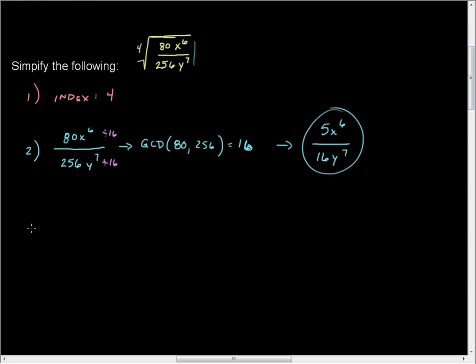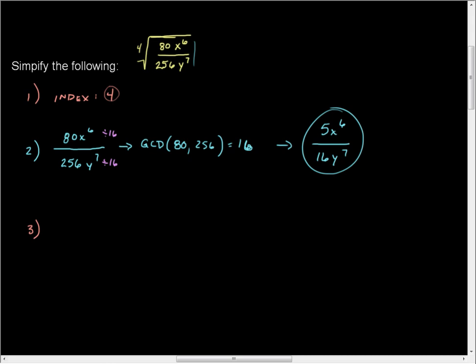All right, moving on to step 3. Step 3 is a repeat step. We're going to do this once for the numerator, and then we're going to come down and we're going to repeat it again for the denominator. But I try to move things in small chunks. It keeps me sane. So let's start with the numerator. Try to find a factor of the number and variables that is a perfect index value. And remember, our index value is 4, so we want to look for perfect fourth powers.